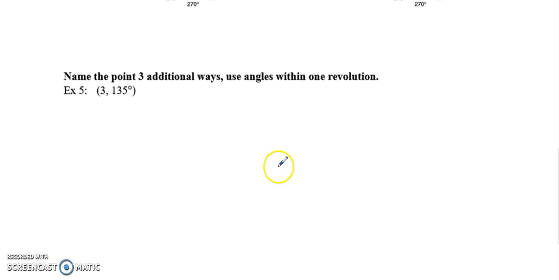Okay, so if we look at example 5 here, how can we name this in 3 different ways? 3 more ways. Well, right now we have a positive r with a positive angle. Well, the negative angle would just be the negative coterminal angle for 135. So that would be 135 minus 360, negative 225.